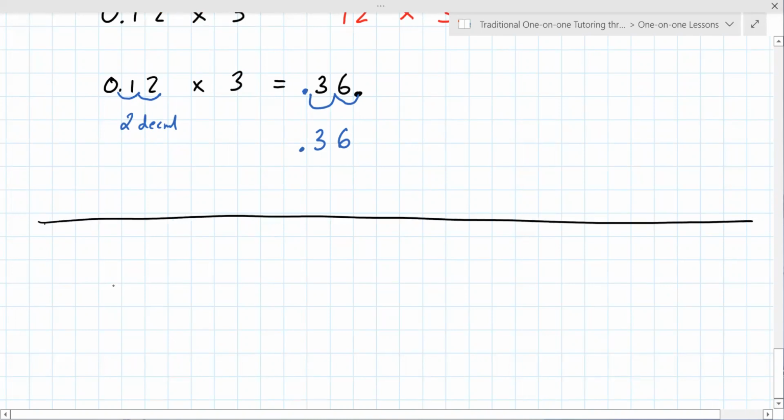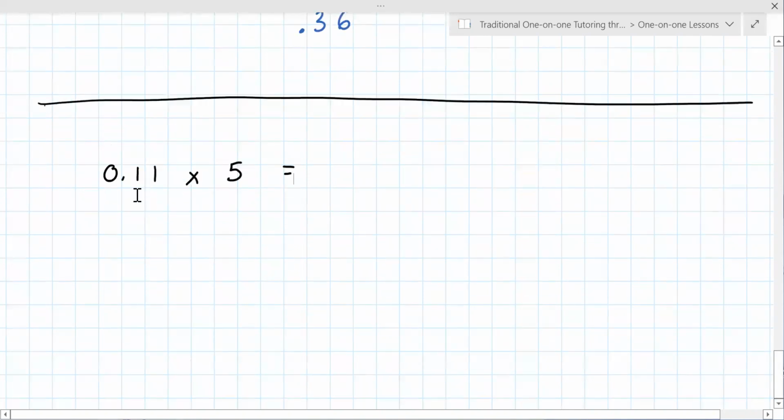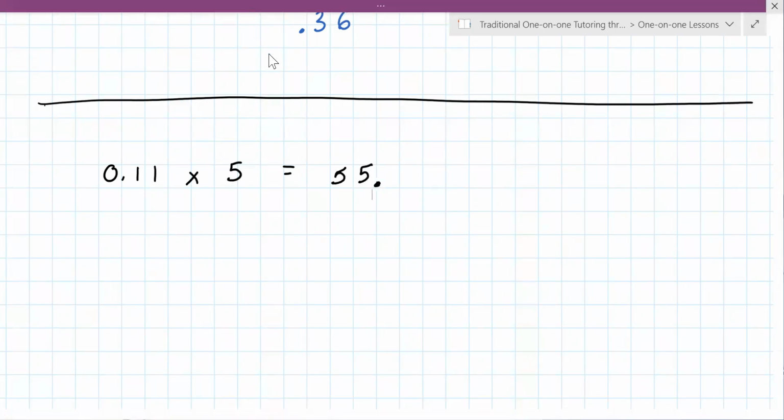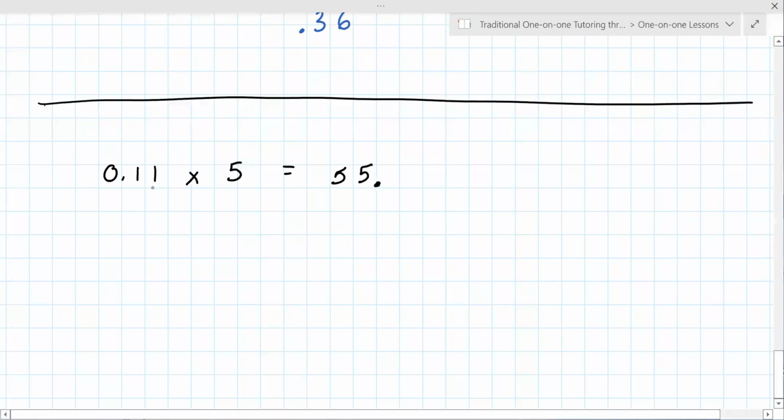So let's try another one here. Let's try 0.11 times 5. So what you want to be able to do is multiply 11 times 5. 55. So it's 55, good. And the decimal's over here to the right. And again, you count the number of decimal places, 1, 2. So you need to move your answer 1, 2. So your answer is 0.55.